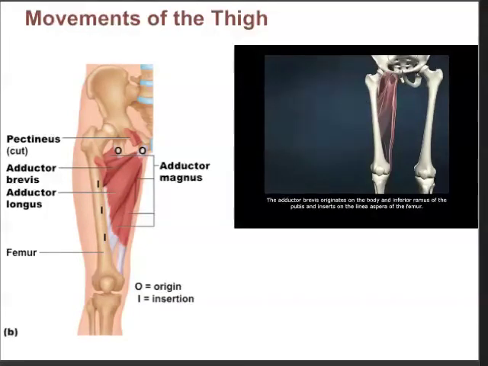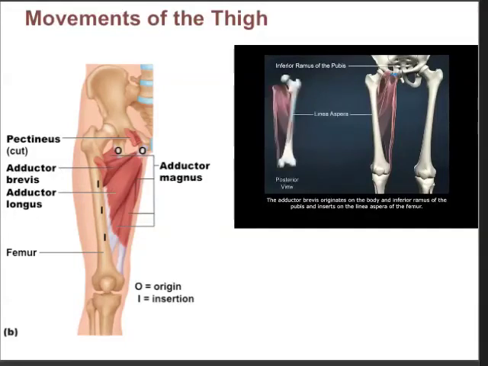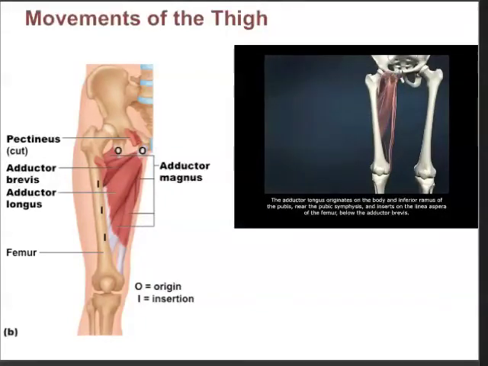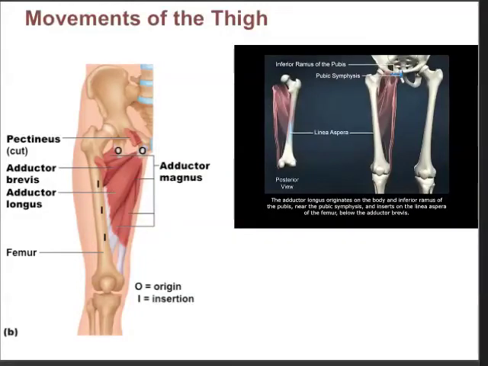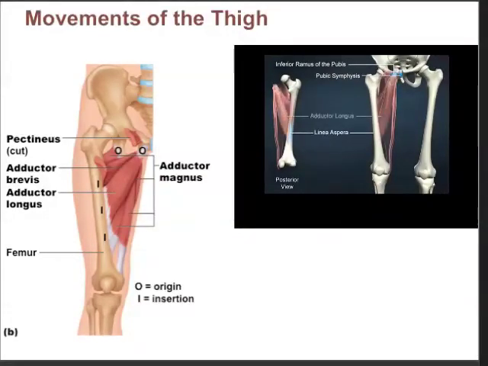The adductor brevis originates on the body and inferior ramus of the pubis, and inserts on the linea aspera of the femur. The adductor longus originates on the body and inferior ramus of the pubis, near the pubic symphysis, and inserts on the linea aspera of the femur, below the adductor brevis.